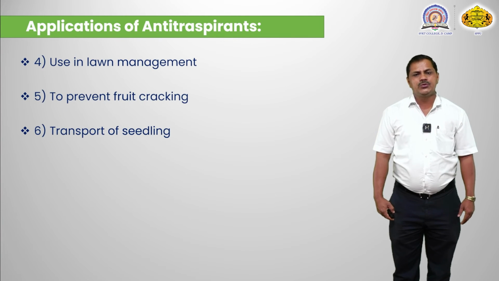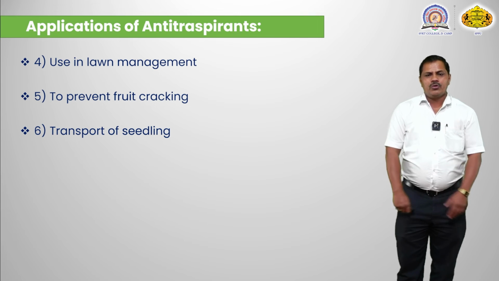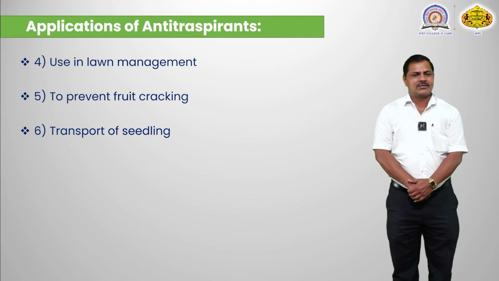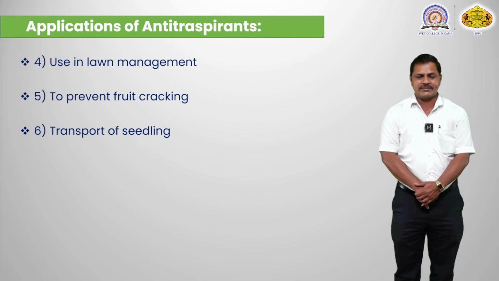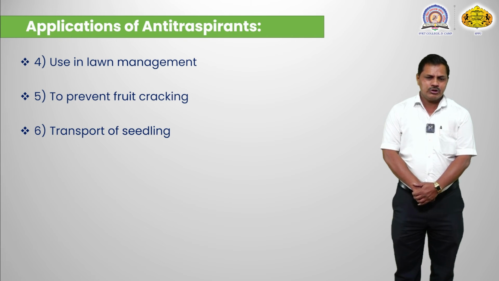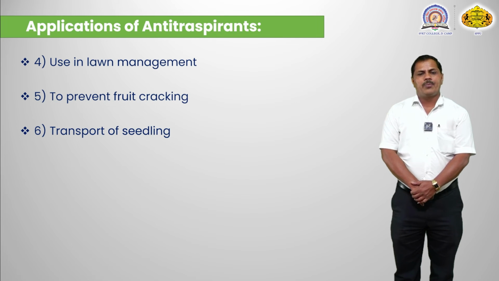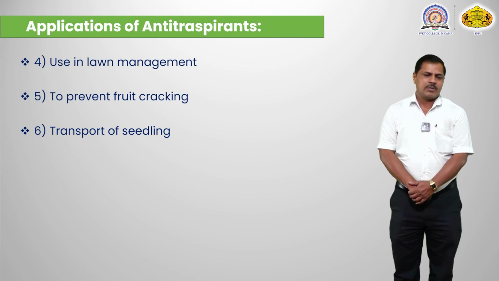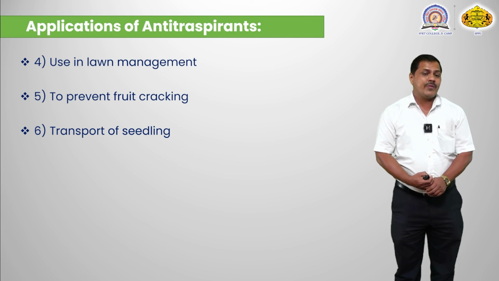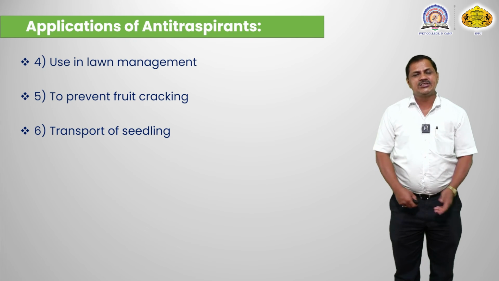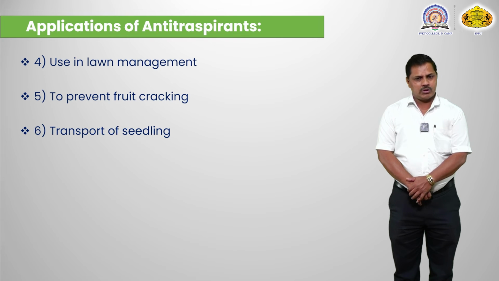Then the application of anti-transpirants is used in lawn management. At the peripheral region of houses, people prepare lawns, and you may go outside for 4 to 5 or 15 days. Ultimately, these lawns dry out, and hence these chemicals can be used. They can be sprayed the day before we go out of station, on the surface of the lawn. These lawns survive for 15 or 20 days. They stay alive as they are, without any side effect. This is very useful and beneficial to keep lawns fresh without drying out.